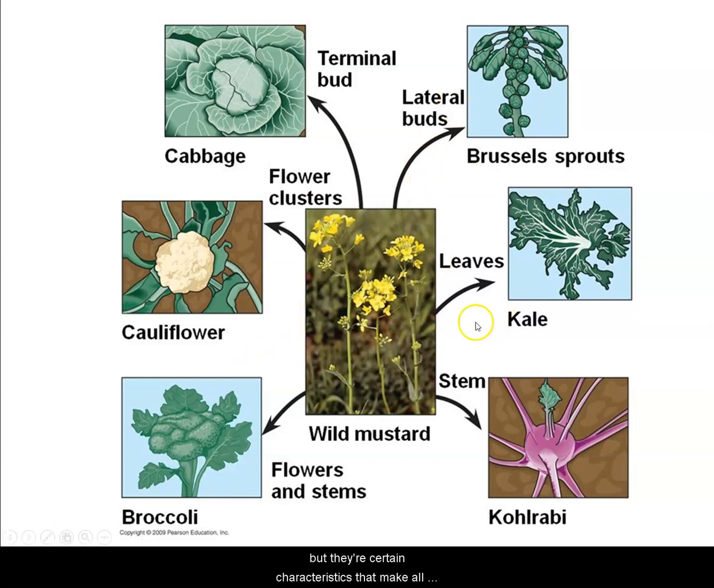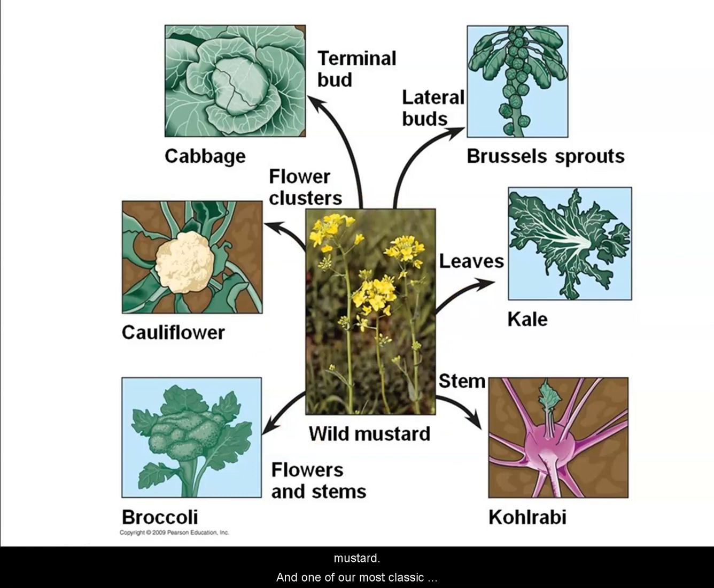And all of these are derived from the wild mustard plant, which looks nothing like them. But there are certain characteristics that make all of these plants have a common ancestor. That common ancestor is wild mustard, and we have selected for it. Wild mustard has a lot of sulfur compounds in it, so if you've ever cooked broccoli or cauliflower, cabbage, any of these, and let them sit, it smells awful, and that's because of the common history of sulfur-containing compounds in the wild mustard.